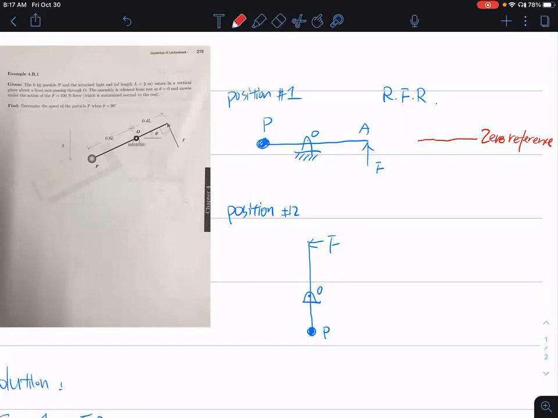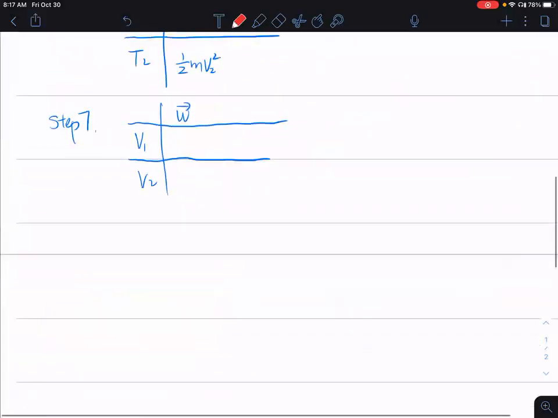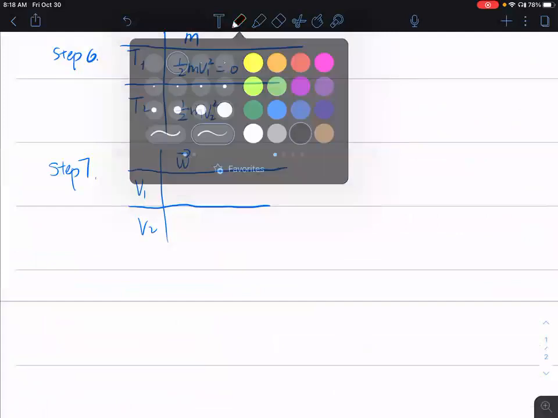So at position 2, the 0 reference is still at the middle. So in that case, particle P is below that 0 reference point, which means at position 2, you're going to have negative potential energy, right? So let's go back to the table to finish this up.